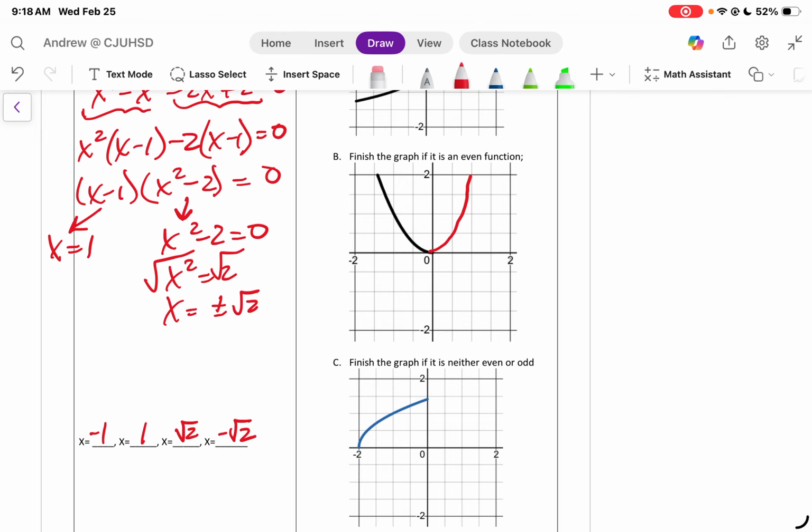Let's see, did I do a good job? No. Let's try that again. I'm looking at this point right here. I'm trying to reflect to that. So maybe more like that.